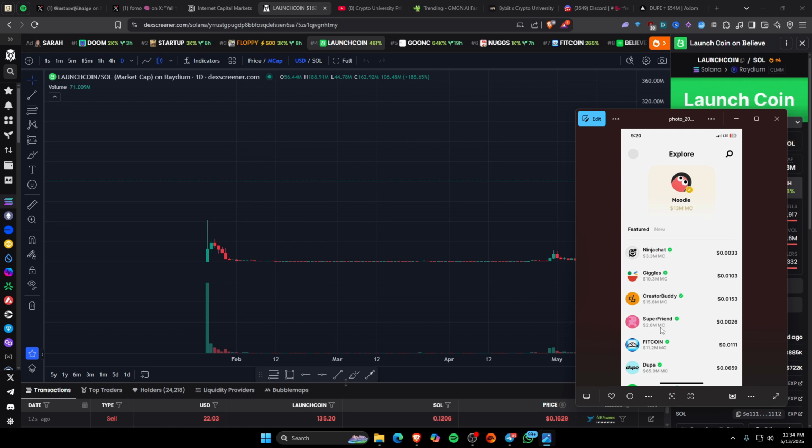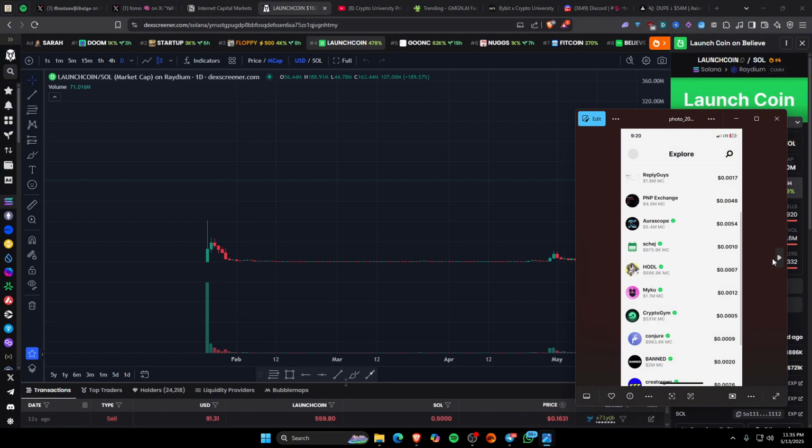Such as Superfriend has a 2.6 million market cap, fitcoin has a market cap of 11 million, and even dupe has 6.65 million market cap, right? So there's going to be a lot of coins that are going to be created within this new meta.